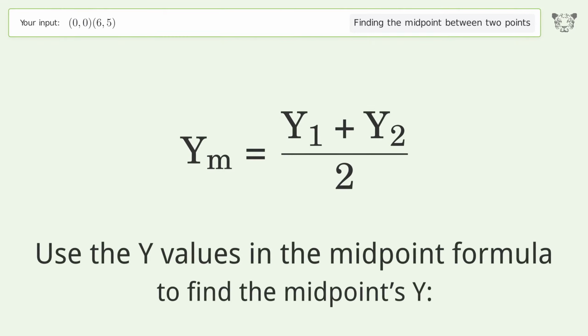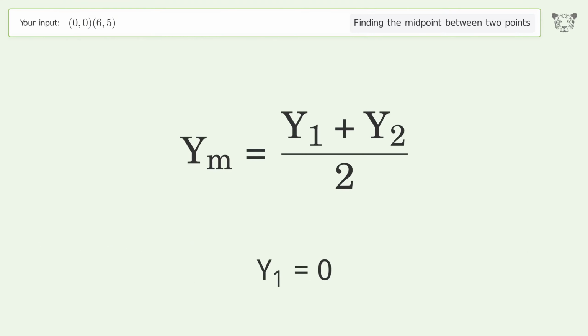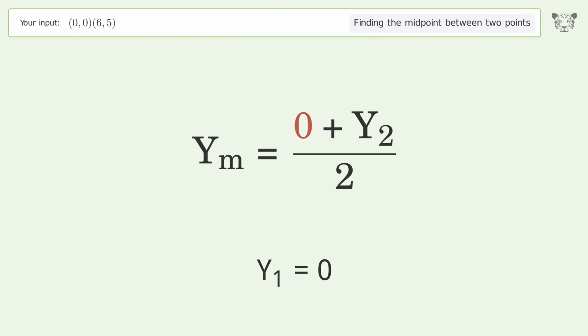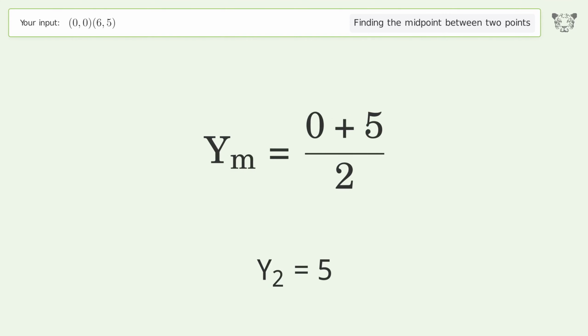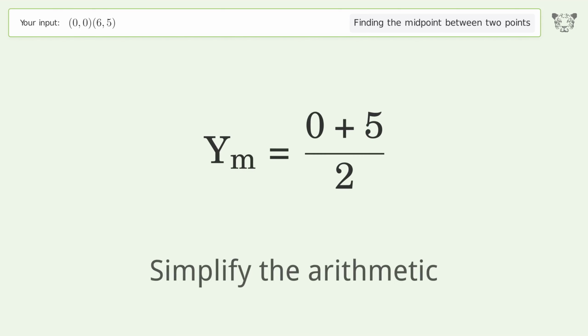Use the y values in the midpoint formula to find the midpoint's y. y1 equals 0. y2 equals 5. Simplify the arithmetic.